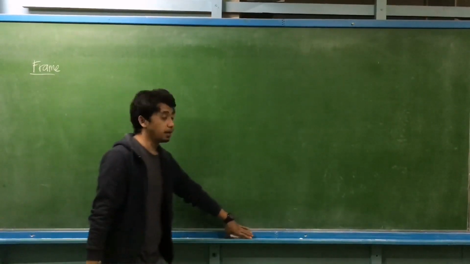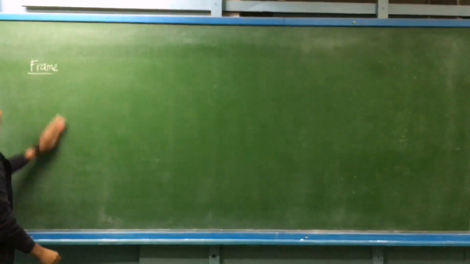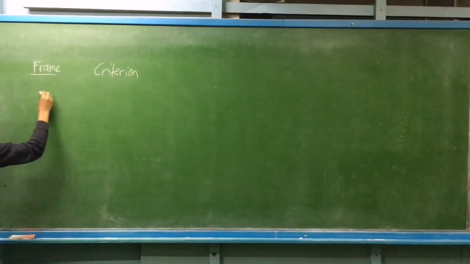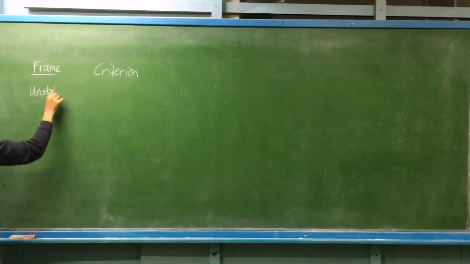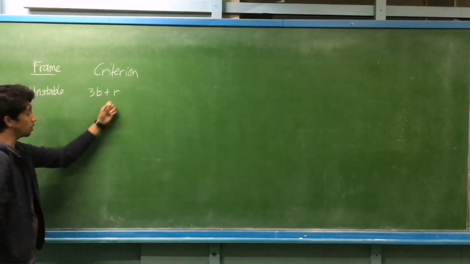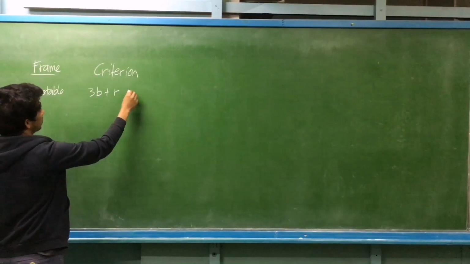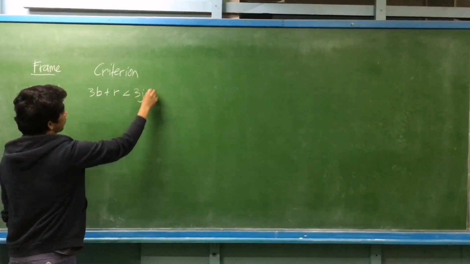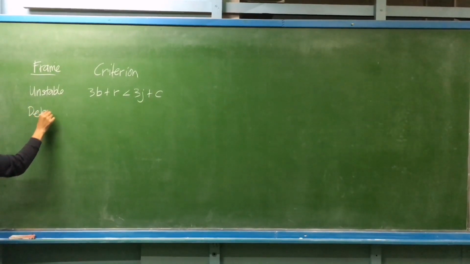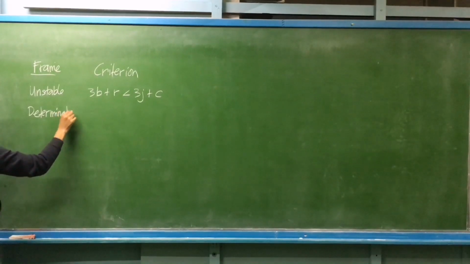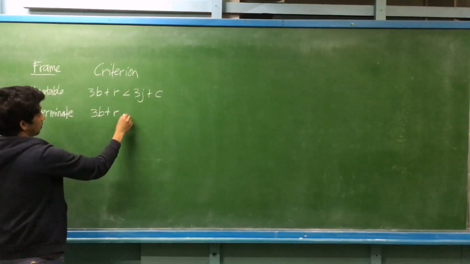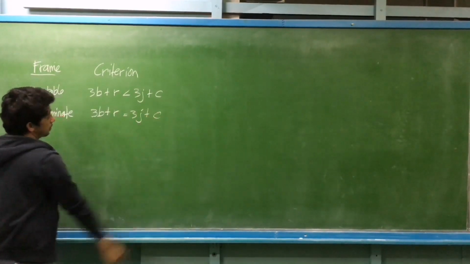Okay, we proceed to the stability and determinacy of frames. So we have the following criteria. So we have an unstable frame if 3 times the number of members plus the number of external support reactions is less than 3 times the number of joints plus C. Then we have a determinate frame if 3 times the number of members plus external support reactions is equal to 3 times the number of joints plus the value of C.